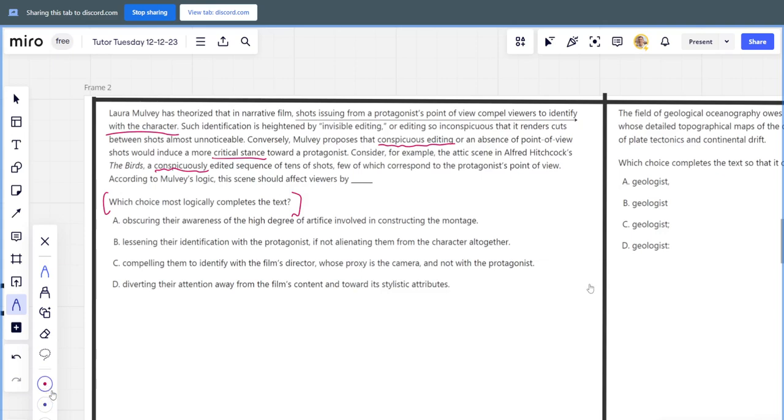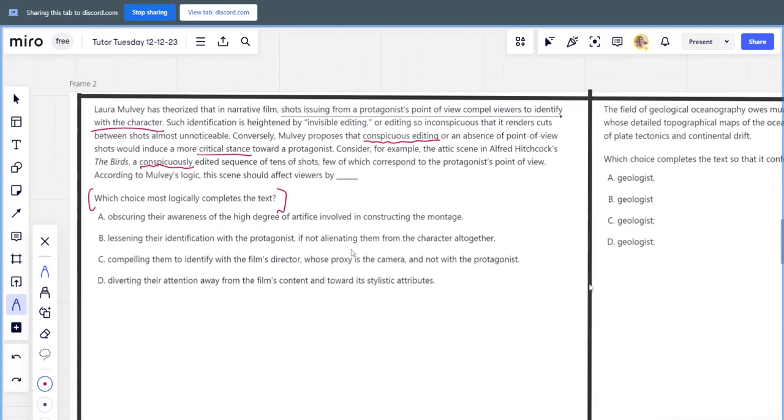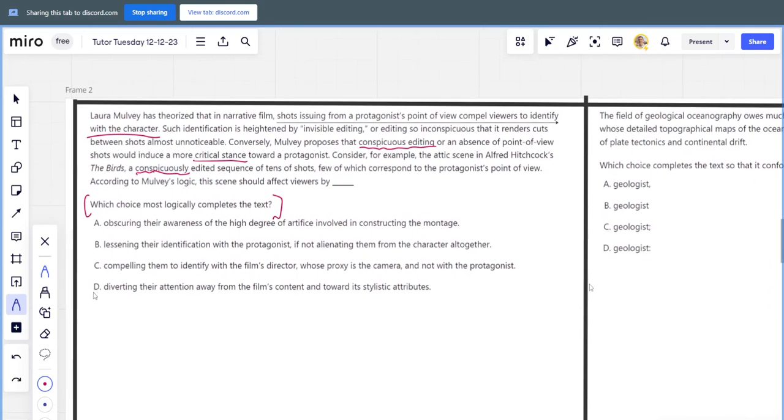So it should really make them take a more critical stance towards a protagonist, right? Because that's what we saw earlier in the passage. It wouldn't really deal with diverting their attention away from the stylistic or from the film's content. It wouldn't really compel them to identify with the film's director. The director was not even mentioned in this paragraph. Obscuring their awareness of the high degree of artifice involved? That doesn't make sense either.